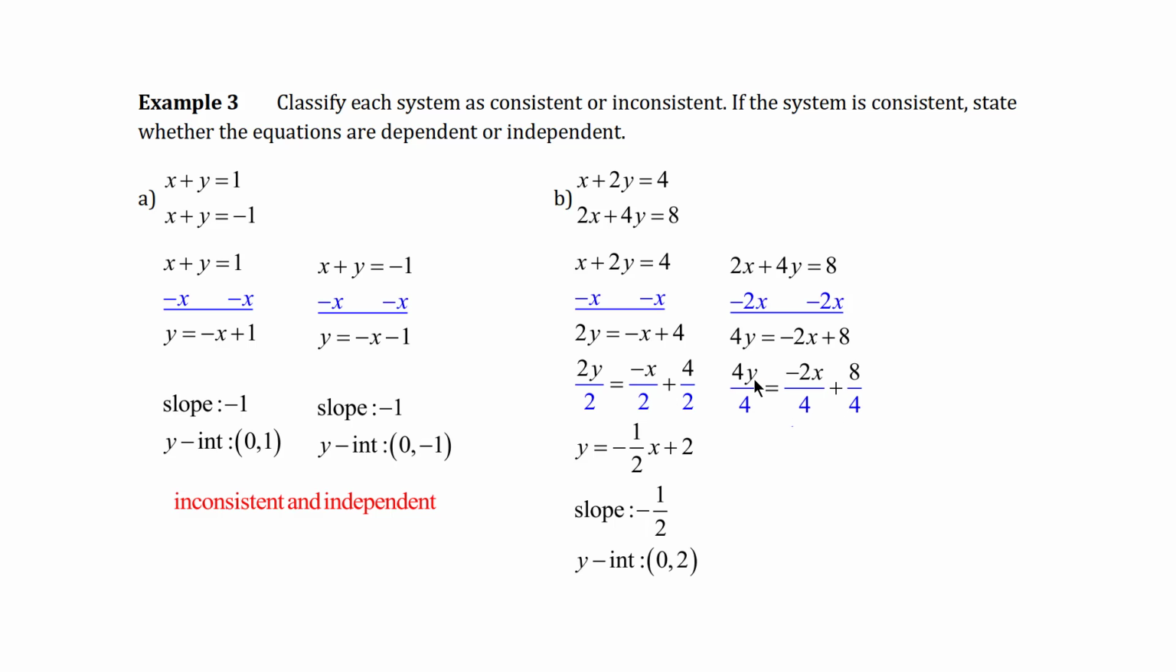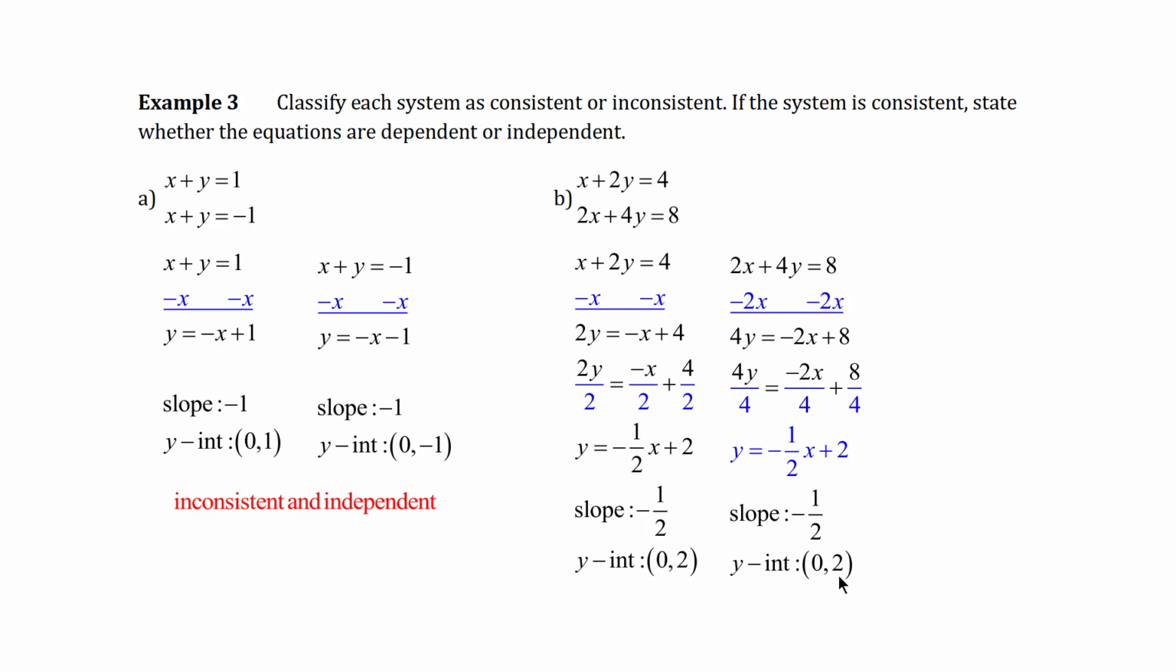Simplifying the left-hand side, 4y divided by 4 is y. Simplifying the right-hand side, -2x divided by 4 is -1/2 x. 8 divided by 4 is 2. The equation in slope-intercept form is y equals -1/2 x plus 2. The slope is -1/2, and the y-intercept is (0, 2).